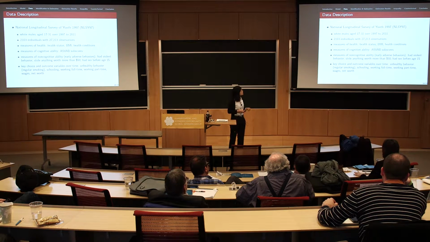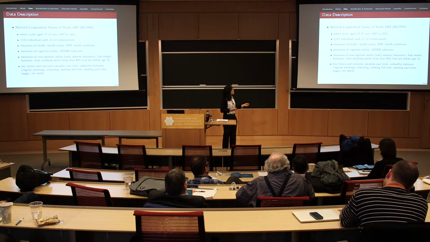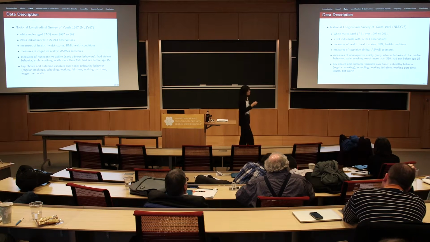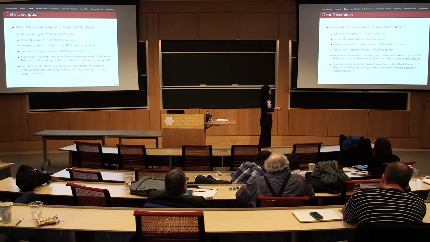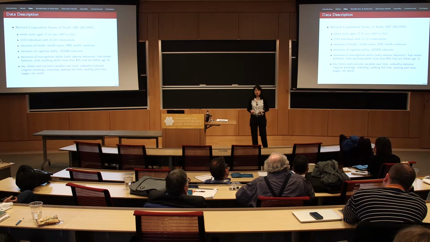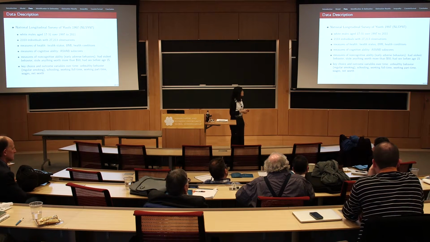And the data description. We are using the NLSY97. Over the period 1997 to 2011, we focus on white males, so that frees us from discrimination and gender differences. In total, we have about 2,100 individuals with 27,000 observations. In terms of measures of health, we utilize health status, BMI, and whether you have a health condition. We use the full set of ASVAB scores as a measurement for cognitive ability. With respect to non-cognitive ability, we have 3 sets of adverse behaviors, which have been used in previous studies as good predictors of attitudes towards risk.